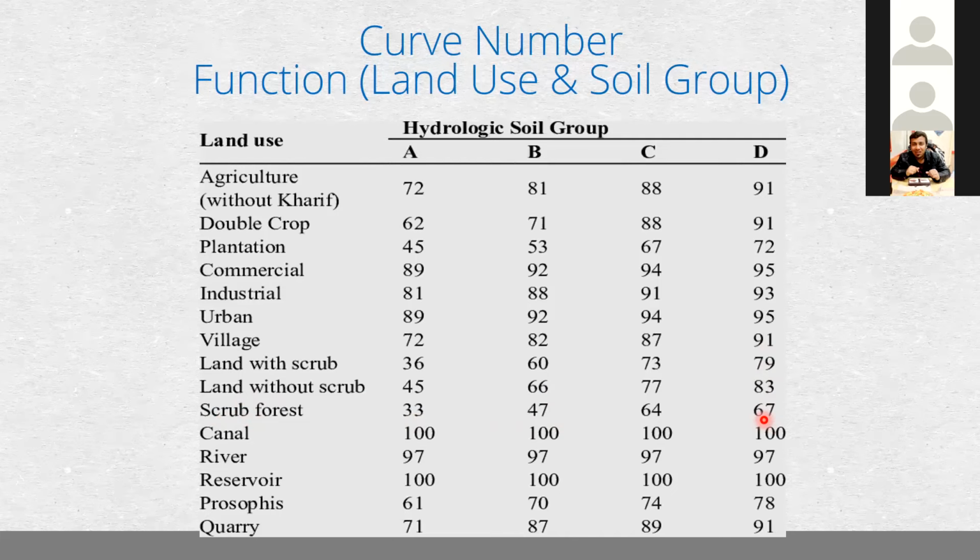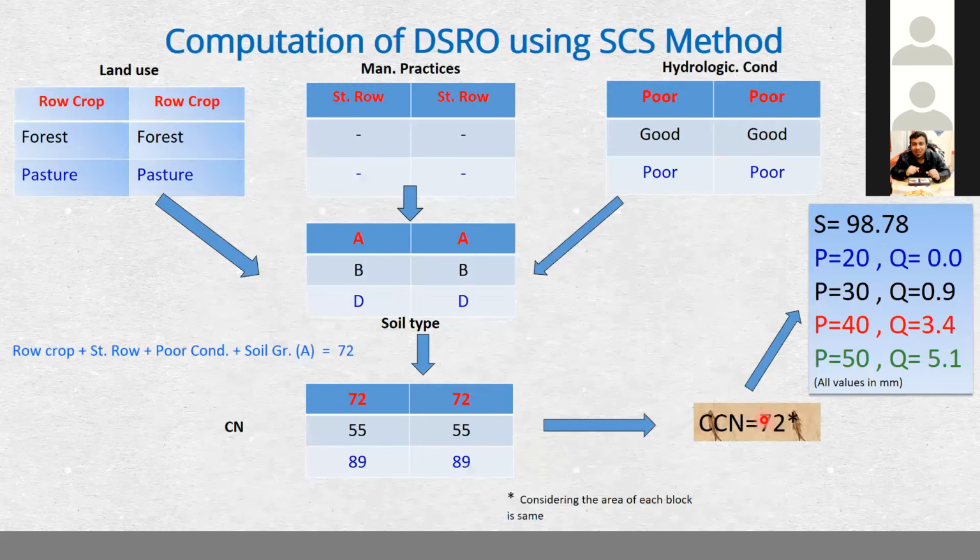That means less water will be stored in the ground, or it will go as initial abstraction. So the curve number is the main deriving factor of runoff in this particular method. If you look at this diagram, suppose there is a land use land cover in which different LULC classes are there, like crop, forest, pasture, and different practices happening in the field of agriculture, and this is the hydrological condition, and this is the soil type. On the basis of all these parameters, we will get a certain curve number.